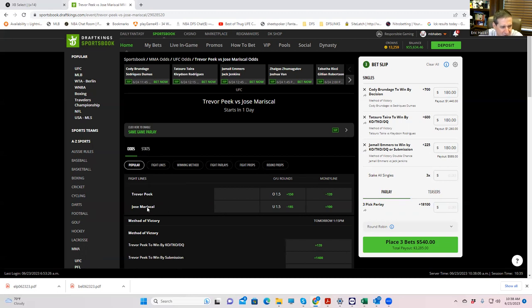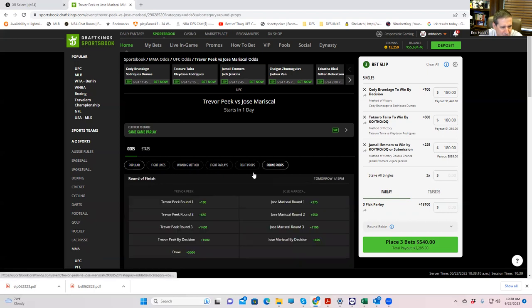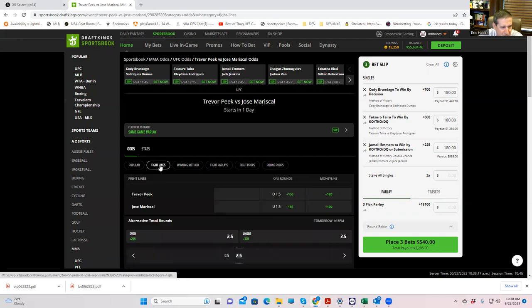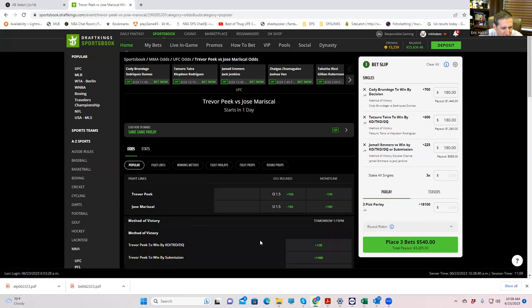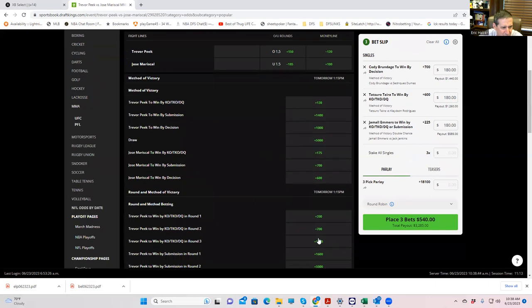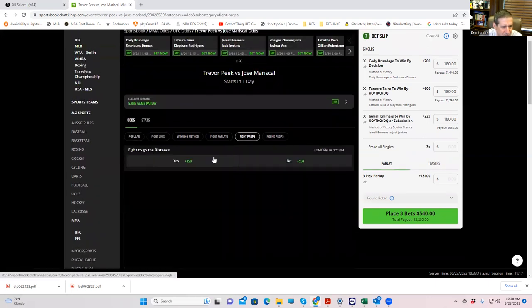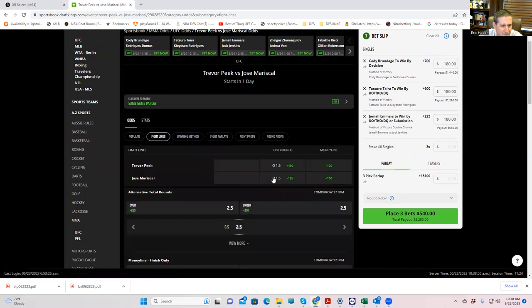So let's take a look at some of these odds here. Fight lines. Actually, look at round props. Mariscal round one is plus 275. That's actually interesting. Let's look at the over-under. Even the over 1.5 is only plus 150. But that's not bad. So either over 1.5 or Mariscal round one. One other thing I want to look at, just for fun: what about the fight goes to decision? In general, it says fight props. Fight to go the distance is plus 350. I would probably want a little more than that. So let's just go with the over 1.5, plus 150.